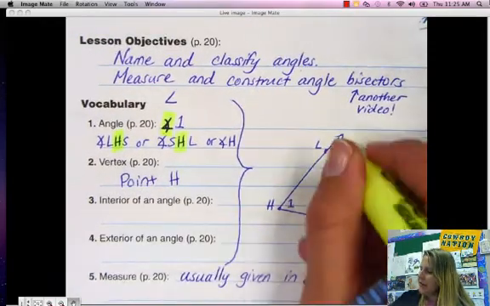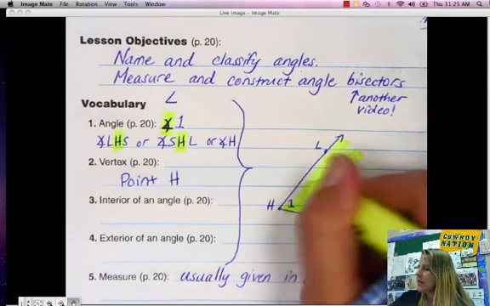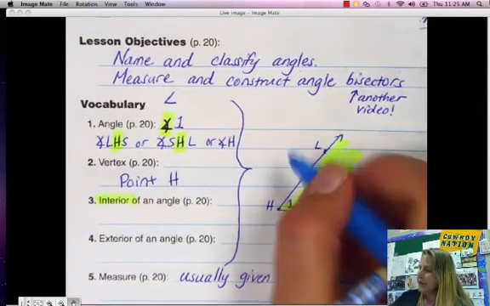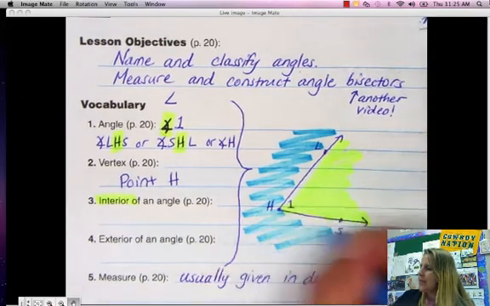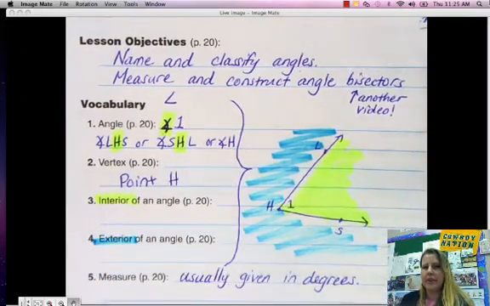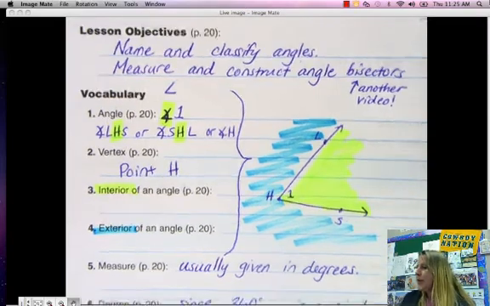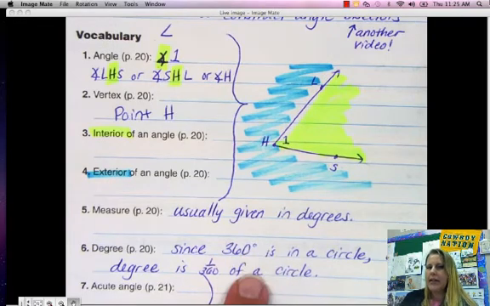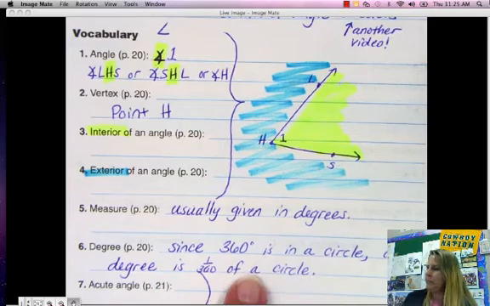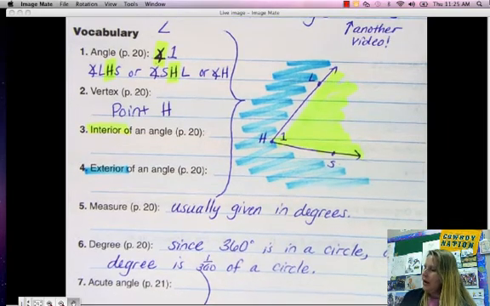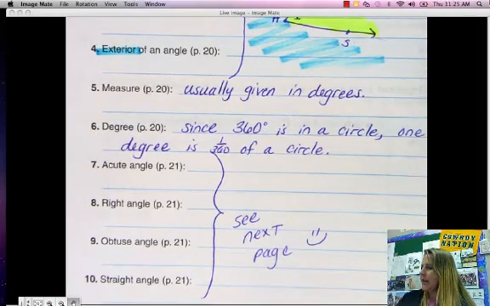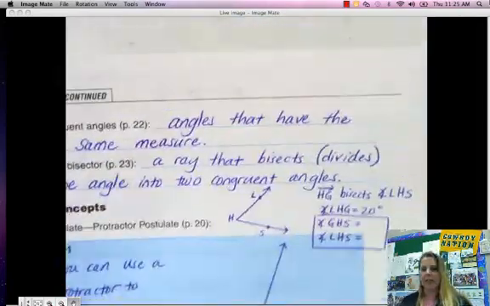The interior of the angle are all the points inside the angle. The exterior of the angle are all the points on the outside of the angle. When you measure an angle, you usually measure it in degrees. And a degree is 1/60th of a circle. Okay? For numbers 7 through 10, see the next page. We're going to be doing it on the next page. So let's take a look at what the next page has for us.